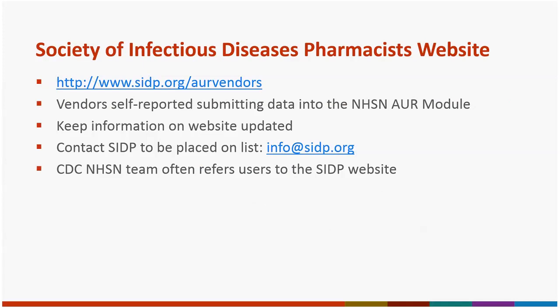You may have heard of the Society of Infectious Diseases Pharmacists in their website, which is listed at the top bullet. This website contains a list of software vendors that have self-reported successfully submitting data into the NHSN AU and AR options. As vendors, it's important that you keep information on this website updated because the NHSN team often refers users to this site for a list of AU and AR vendors. If you're not on the list and you're interested in submitting, or if you are working towards submission of AU or AR data, you're encouraged to contact SIDP to be placed on the list.